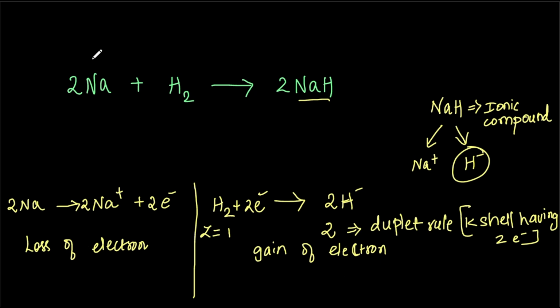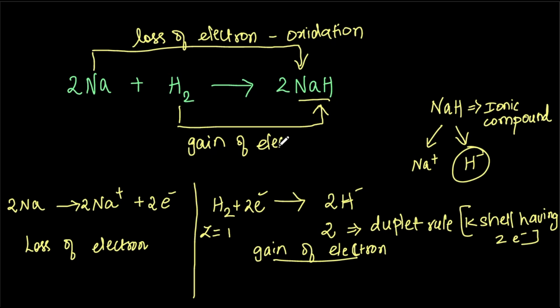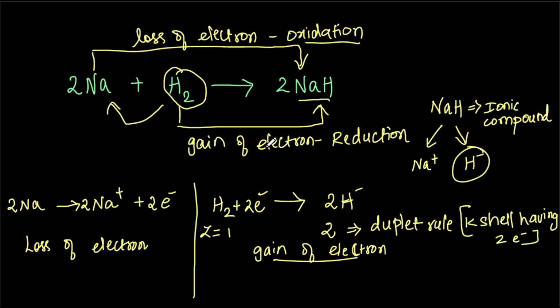So in case of sodium, it is loss of electron. What is loss of electron? We already saw loss of electron is oxidation. And in case of H2, it is gain of electron. What is gain of electron? Gain of electron is reduction. So in this equation, just like that, we cannot tell that hydrogen is added to sodium. So sodium is reduced. We cannot tell that because here sodium is oxidized. Oxidation takes place for sodium. So I hope you understood this.